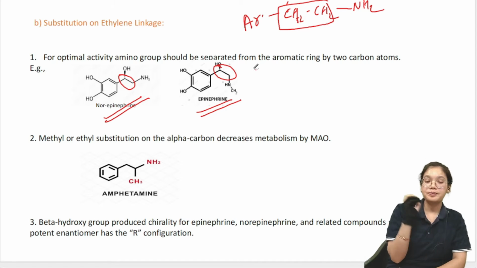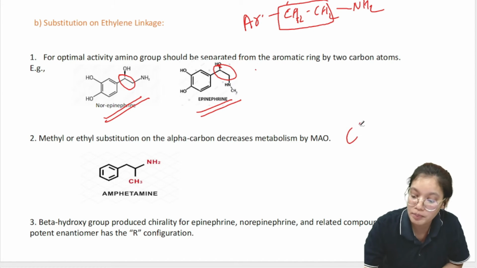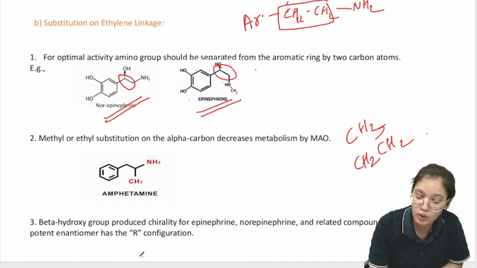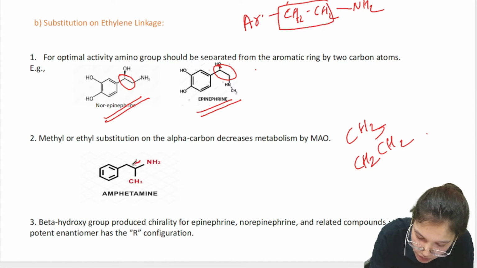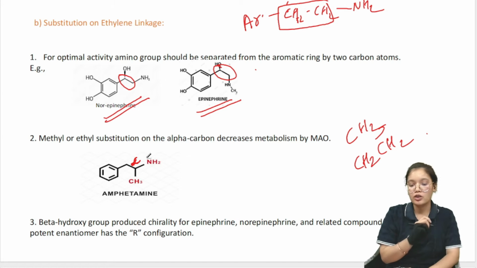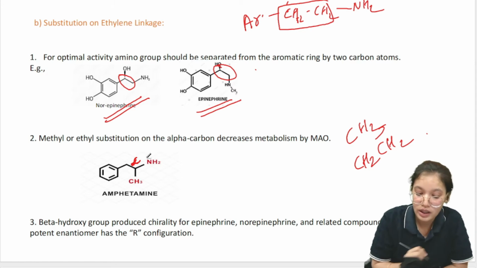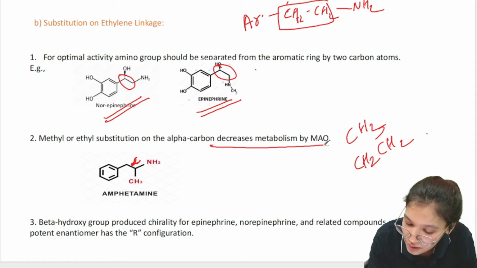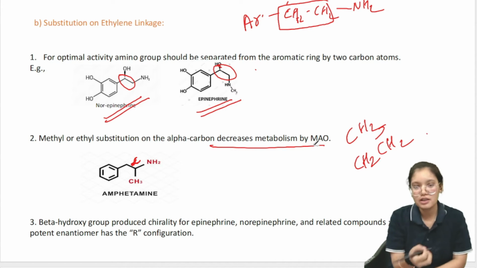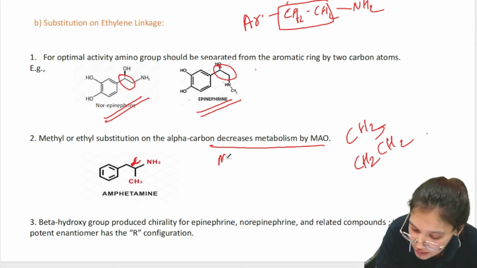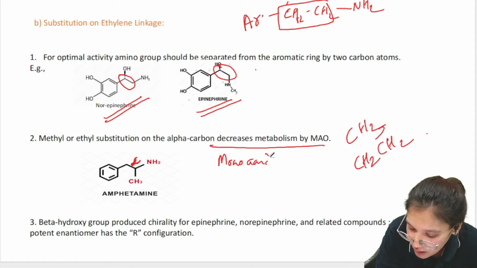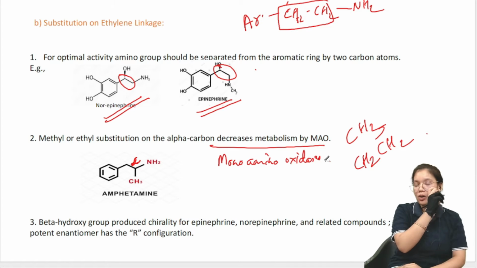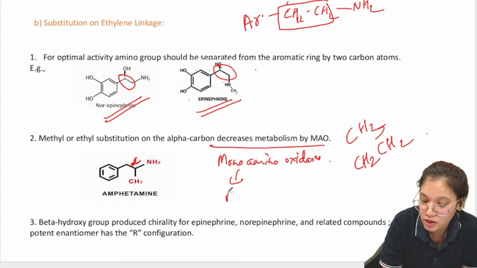Now if we make a substitution in this ethylene bridge, substitution by a methyl group or an ethyl group at this alpha position, it will result in a decrease in the metabolism by MAO. Now what is MAO? MAO is also an enzyme, monoamine oxidase.